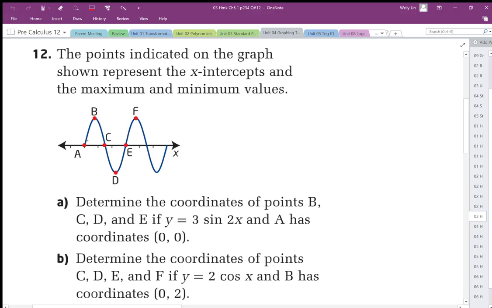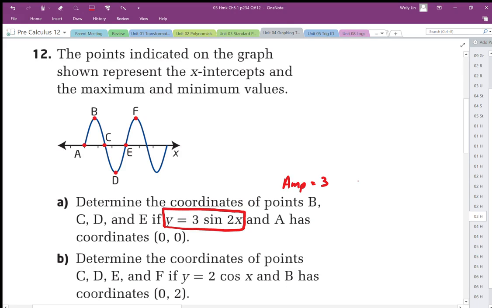Trying to match the points to this function, we actually have to figure out the coordinates of those points. So we have our main points, the middle points, our min and max points, and we're going to need to match it up to this function y equals 3 sine 2x. Well, we first of all have to figure out what the amplitude is. The amplitude is equal to 3.